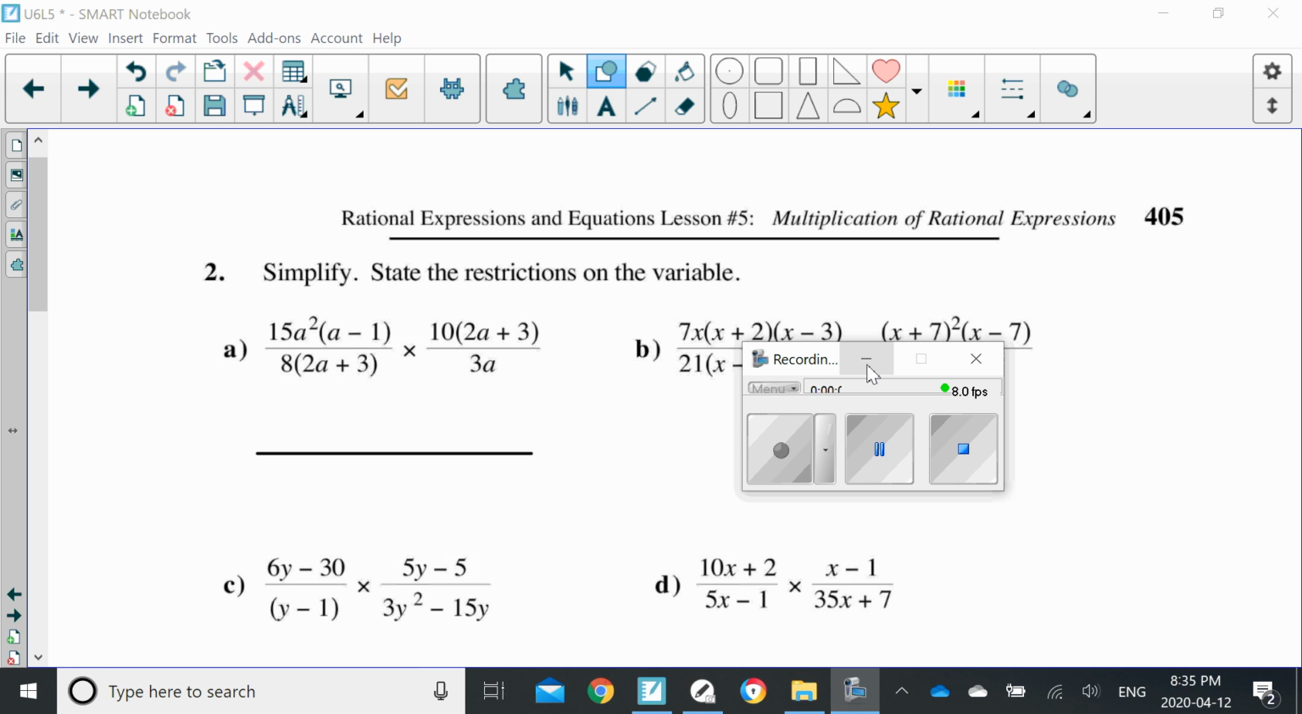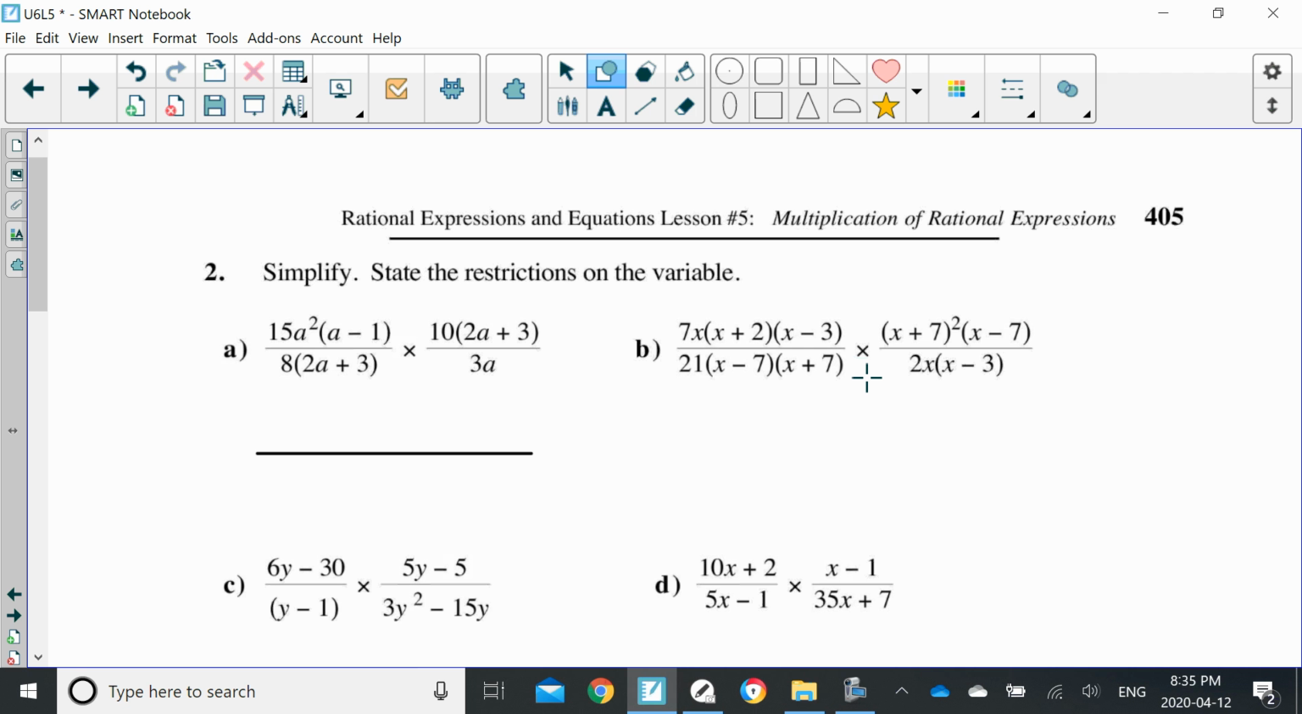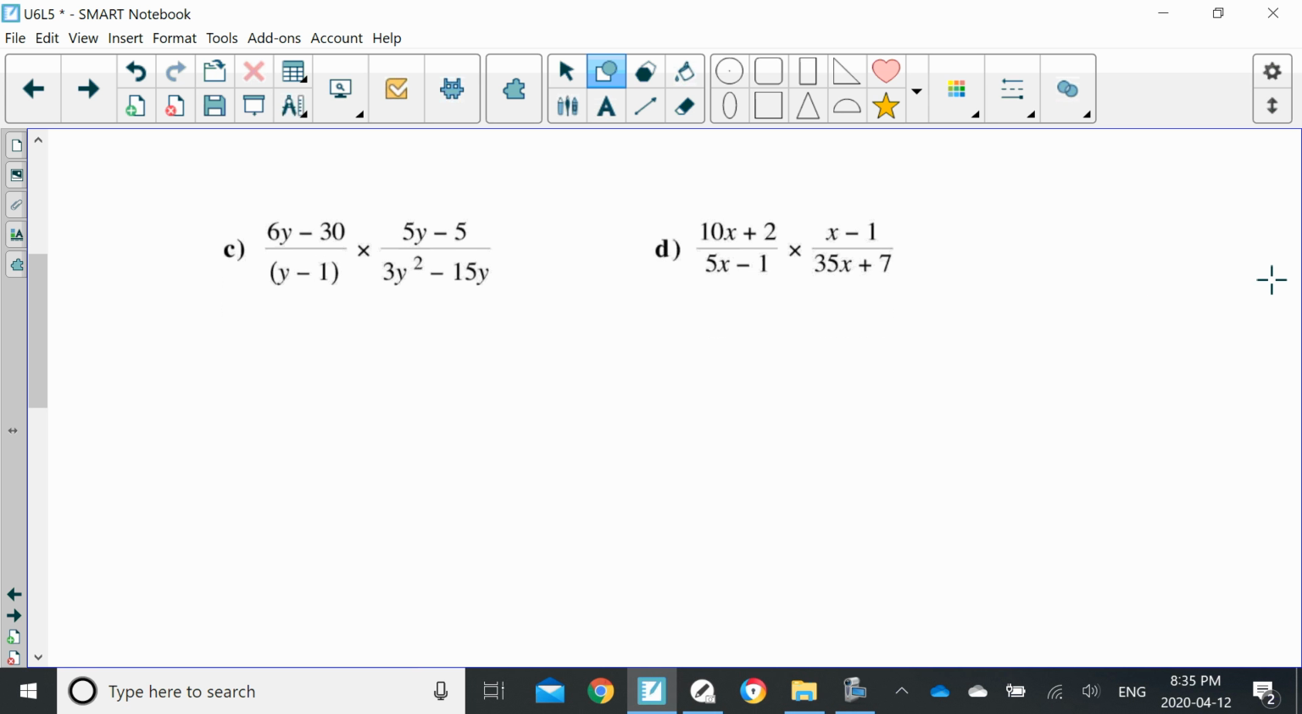I'm going to do 2 homework questions from the workbook on lesson 5. So number 2 says simplify, state the restrictions on the variables. And I'm going to do C and D.